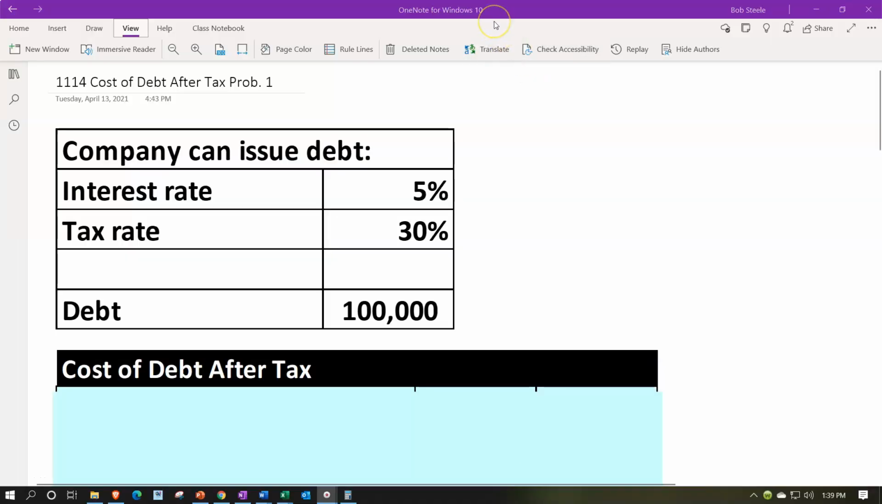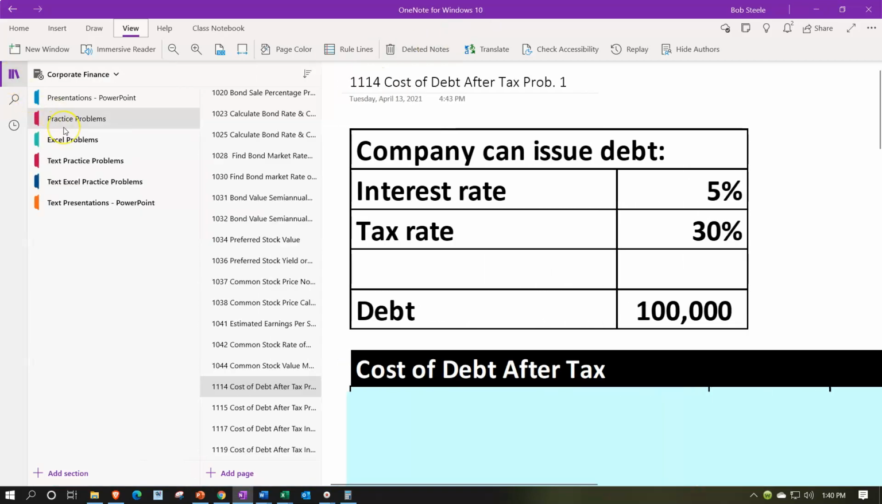Here we are in OneNote. If you have access to OneNote and would like to follow along, you're not required to, but if you would like to, we're going to be in the icon on the left-hand side in the practice problems, then down in the 1114 cost of debt after tax prob 1 tab.